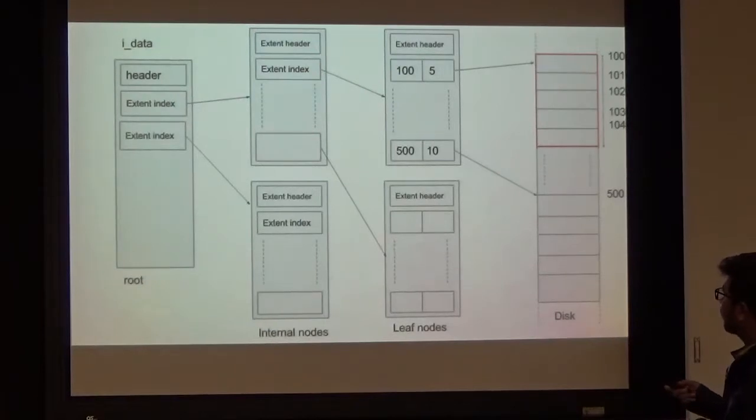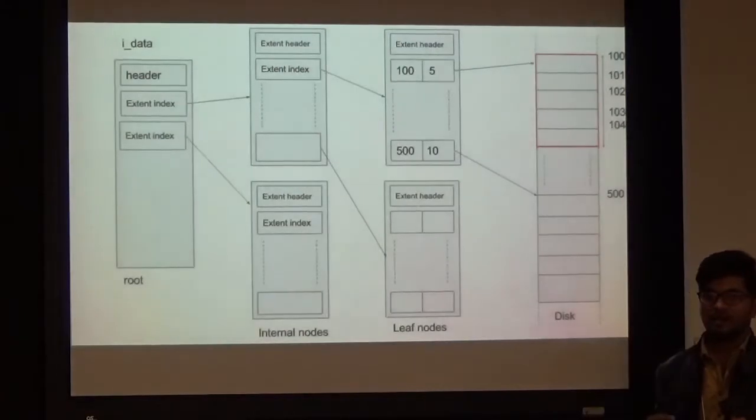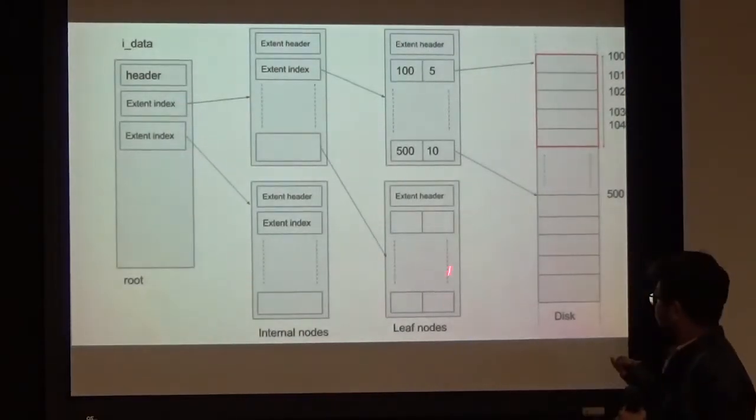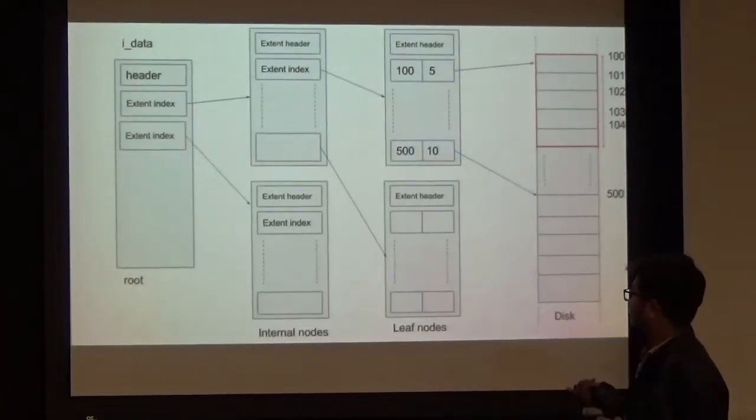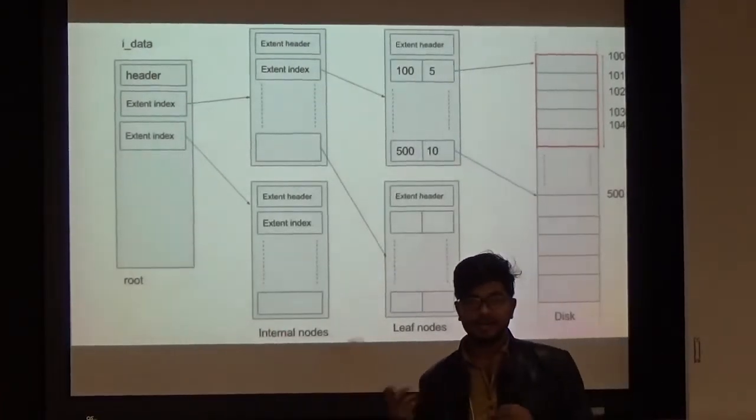So this whole is a disk block, and for each node there is a header, which contains some metadata about the node. There are basically two types of nodes: internal nodes and leaf nodes. Internal nodes have a different structure, and leaf nodes have a different structure. The header is common to all, and the difference is that after the header, a leaf node has extent structures, whereas an internal node has extent index structures.